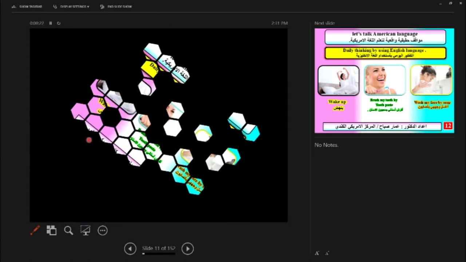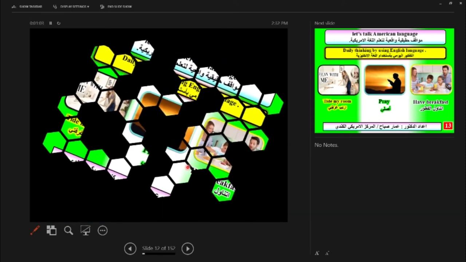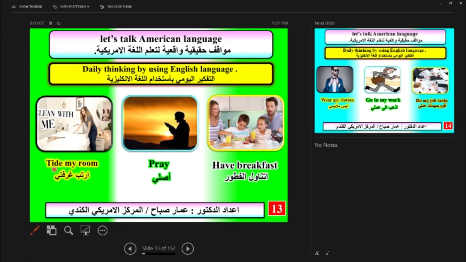We have important words, our vocabularies. Wake up. Brush my teeth. Wash my face. Tidy my room. What does it mean, tidy? It means arrange. Tidy my room. So just read with me.